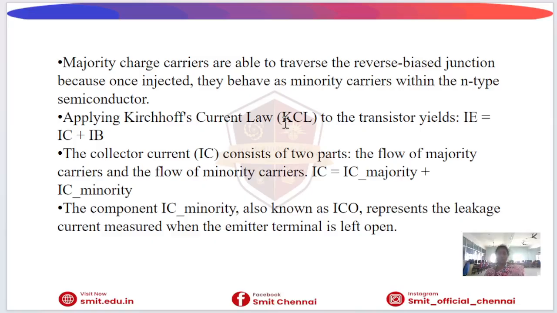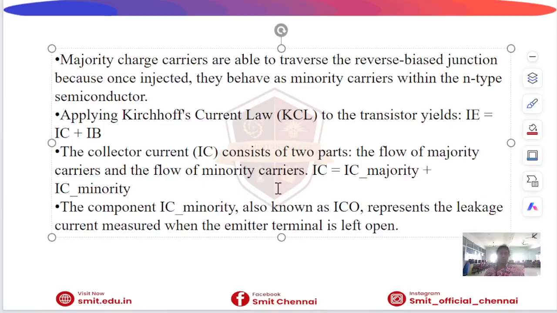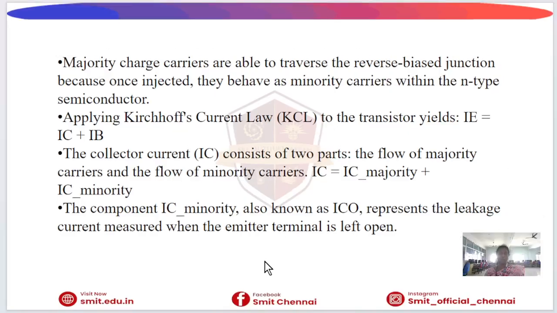Next, the collector current components. The collector current consists of the majority carrier current. It's mainly the useful current. The collector current is the output current, no? And the minority carrier current is a very small leakage current. So mathematically, IC is equal to IC majority plus IC minority. The leakage current exists when the emitter is open. The current is called ICBO. It is very small and unwanted current, and it always increases with the temperature.